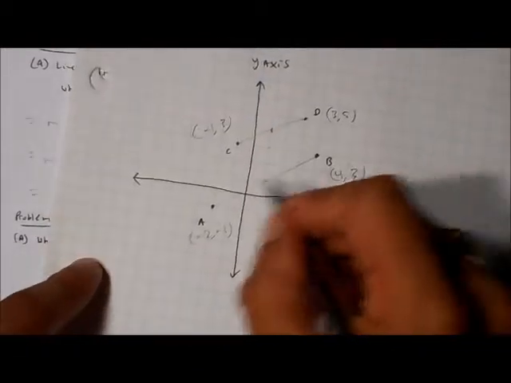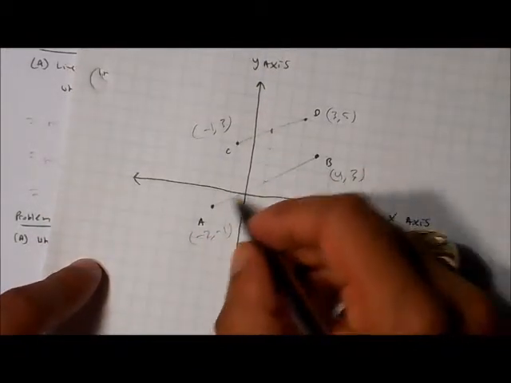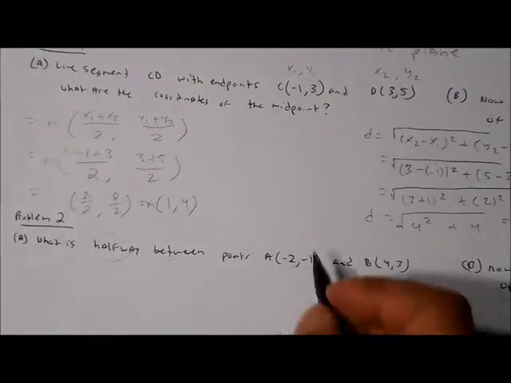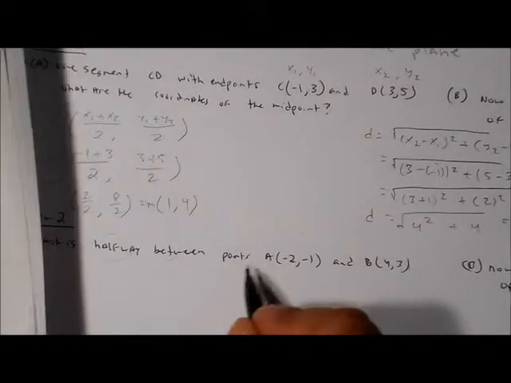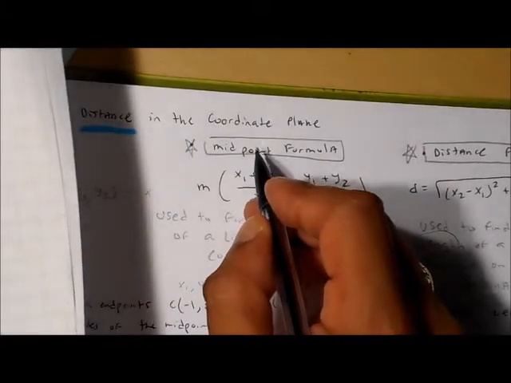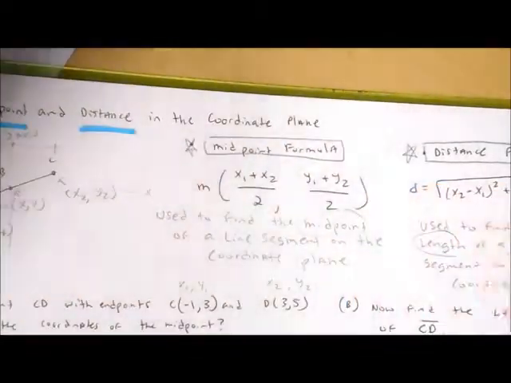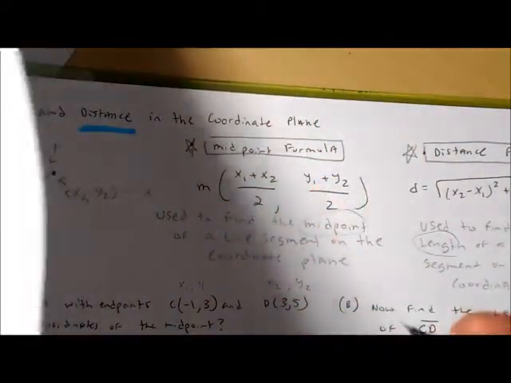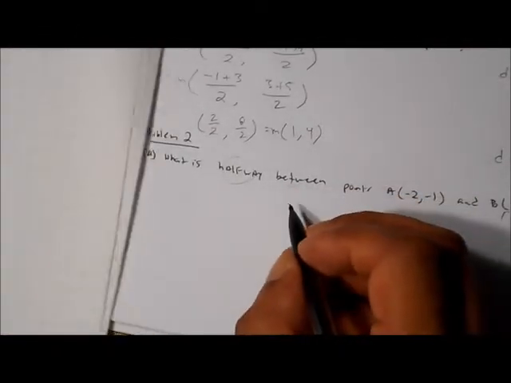Okay, so here's a way of looking at it. Now, what are we asked to find? What is halfway between points A and B? Then we are looking for the midpoint, because the midpoint is the one point on the line that breaks up the whole line in half. Okay, so let's go ahead and use our formula.